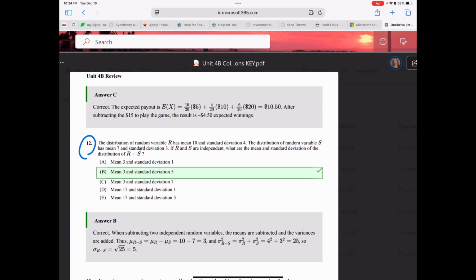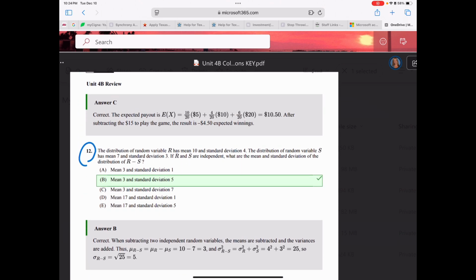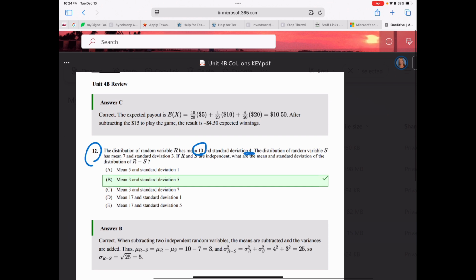Okay, here's another one I wanted to do. This one here is wanting your mean and standard deviation. So it gives you a mean of 10, standard deviation of 4. The other one is a mean of 7, standard deviation of 3. So the mean is going to be 10 minus 7, like it showed here. Oh, it shows the work here so nicely. I don't even have to do it. Look at that. And then the standard deviation of 4 and 3.